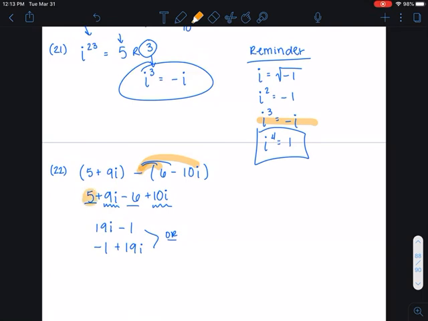Number 22, you distribute the negative sign. It becomes negative 6, and then plus 10, and then we're going to say these are all real numbers. Sorry. And then these are our imaginary numbers, and we combine the oranges, combine the green, so you can get your answer, which either one works for that.